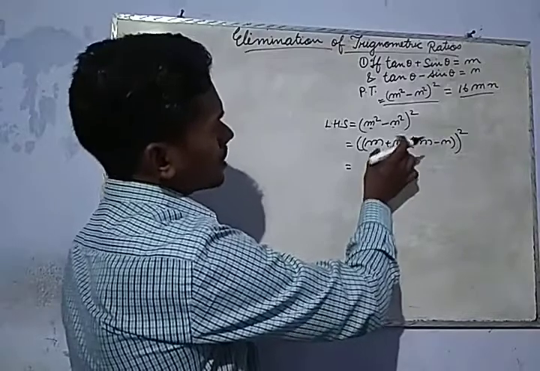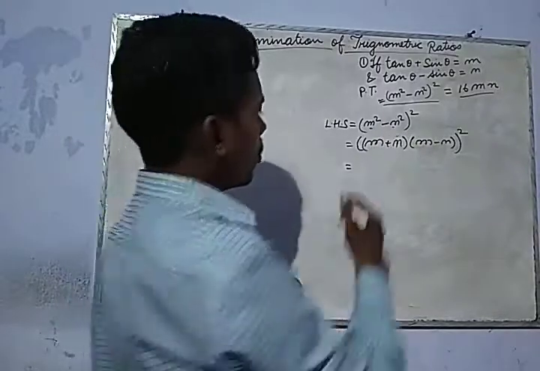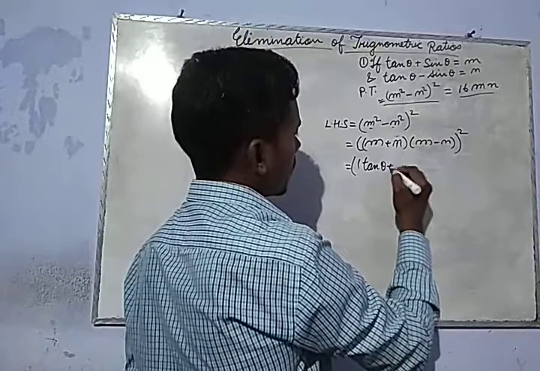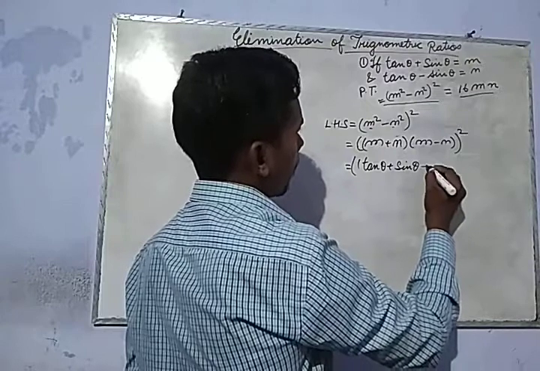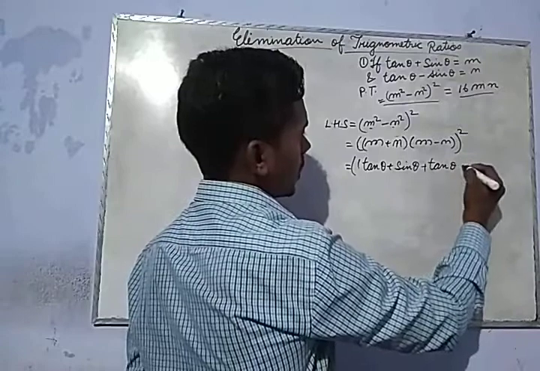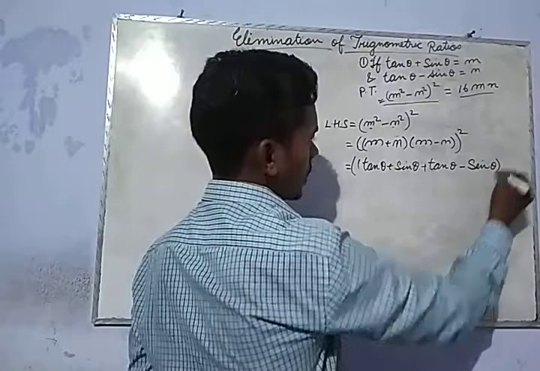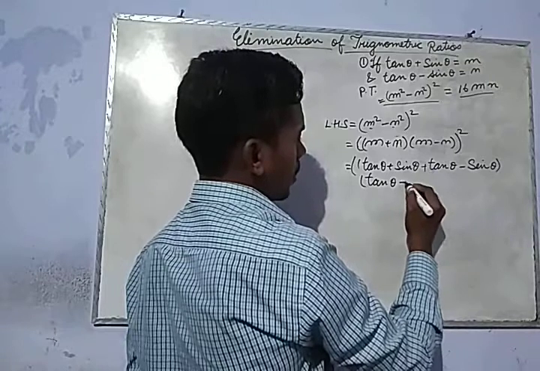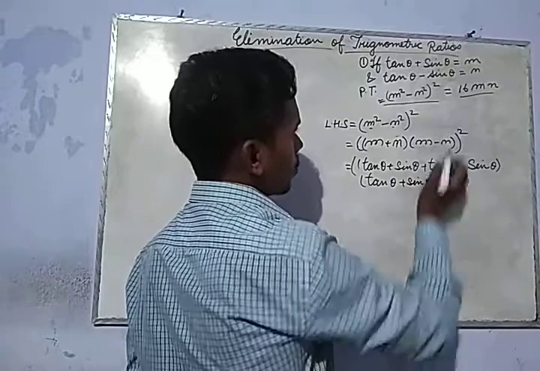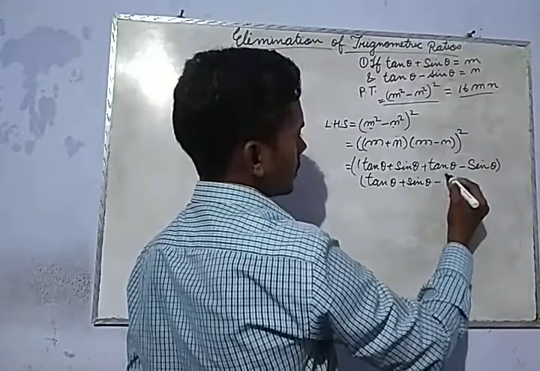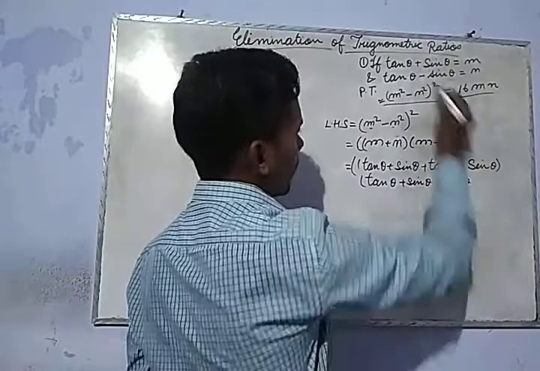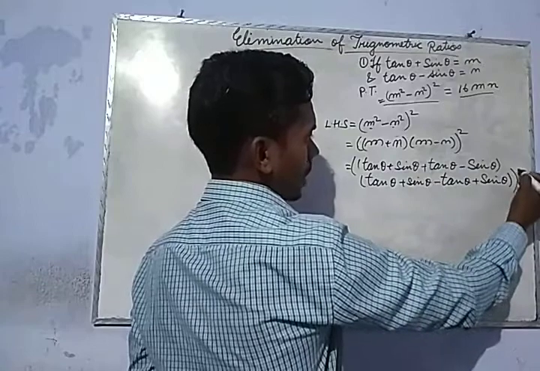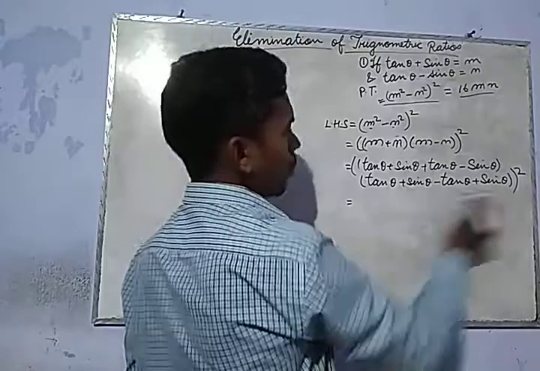Now we will replace m and n with their respective trigonometric values: bracket tan theta plus sin theta plus tan theta minus sin theta, bracket open, tan theta plus sin theta, you see, plus minus minus, tan theta minus, minus plus sin theta, bracket close, whole square. Now we need to solve this bracket term.